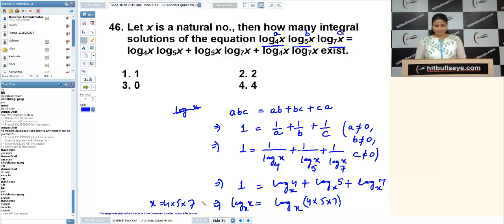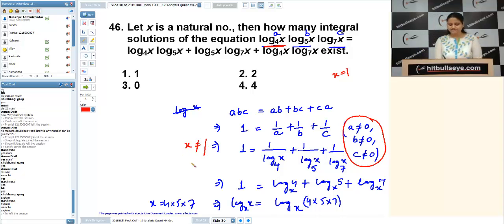Yeah, any problem in this? So this is one solution possible. Now coming to second solution of this. See, I took A, B, C in the denominator. So A shouldn't be 0, B shouldn't be 0, C shouldn't be 0. When is A 0? When x is equal to 1. So I'm considering here that x is not equal to 1.